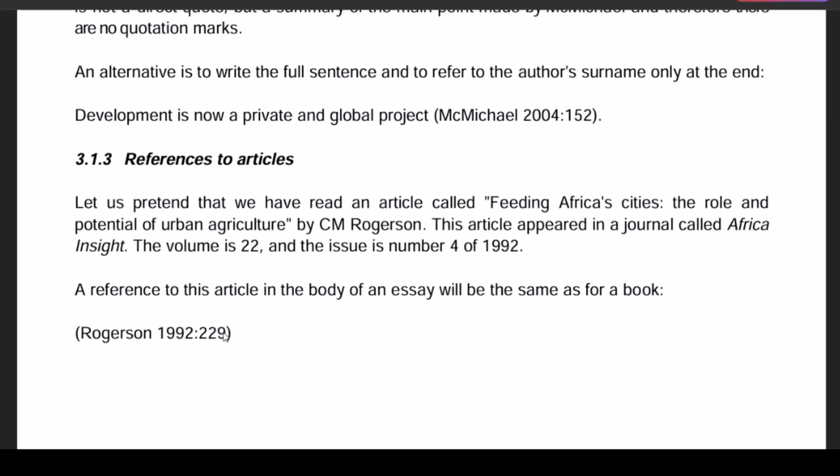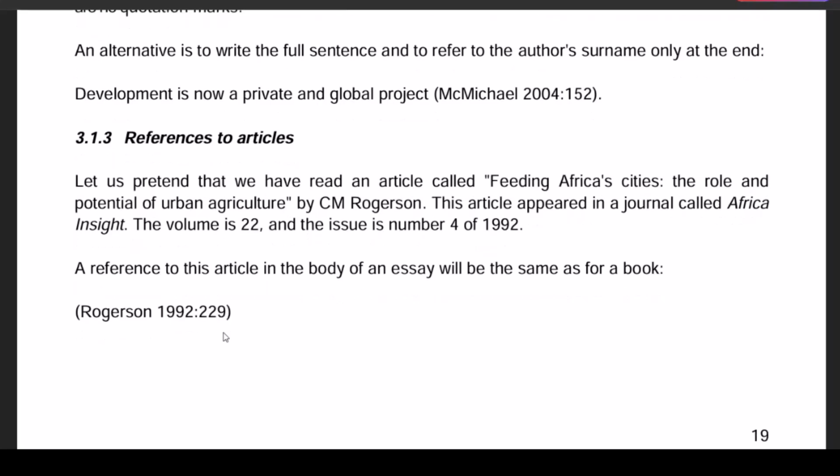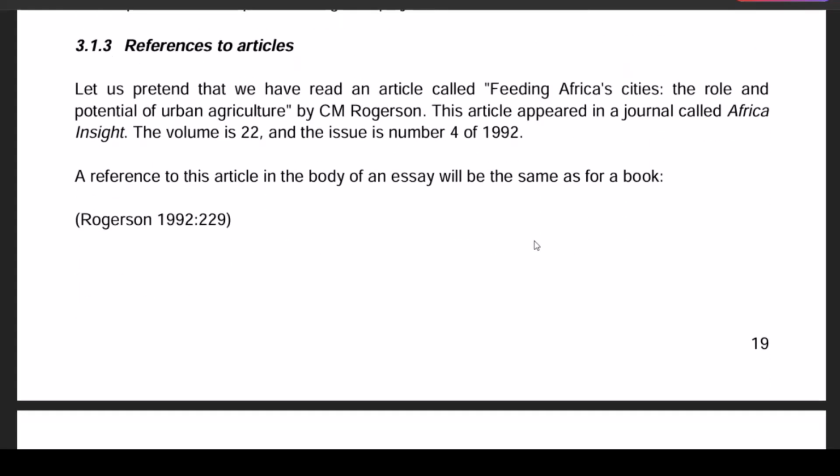Okay, so references to articles. All right, so they say, let us pretend that we have read an article called Feeding Africa's Cities, the role, da-da-da-da. Okay, so this article appeared in a journal called Africa Insight. So that's the name of the journal, Vol 22, and the issue number is 4. That's just an example.